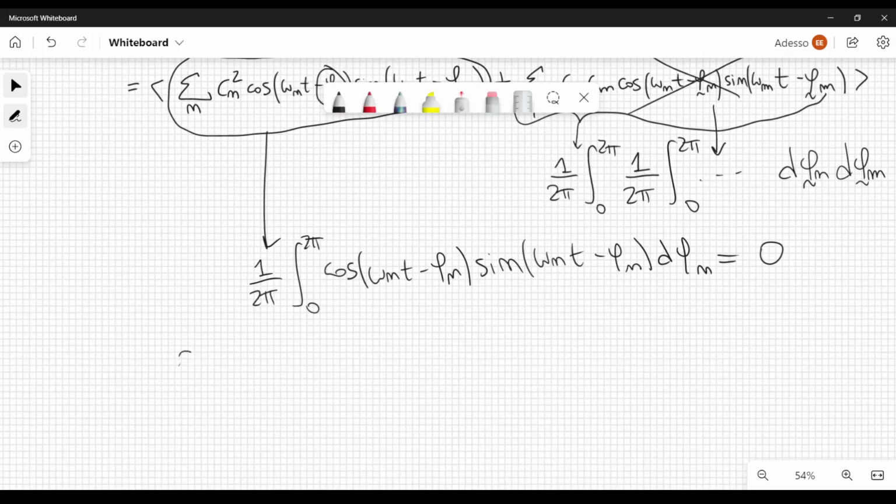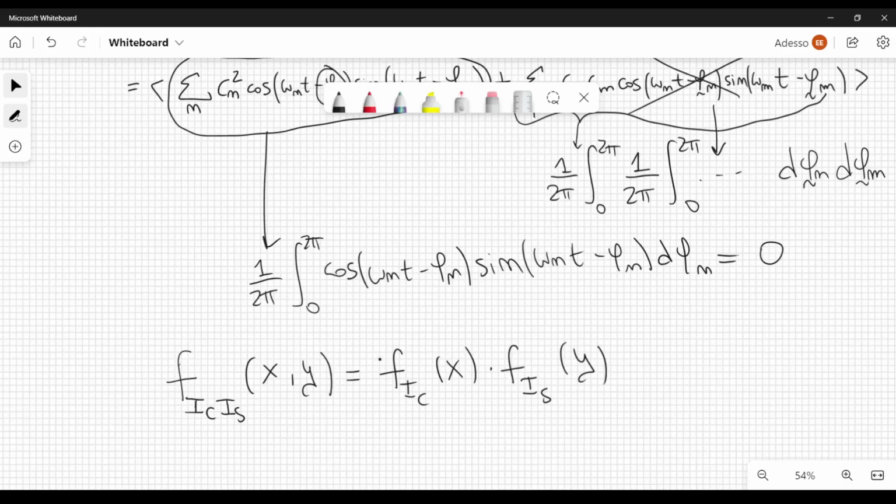And it means that if I consider the probability density function, the joint probability, f of IC, IS, which depends on the variables x and y, this will be equal to f of IC of x times f of IS of y. So it is simply given by the product of the marginal distributions, which is not the case in general if the two random variables, for example, were correlated or dependent. But in this case, it is very easy.